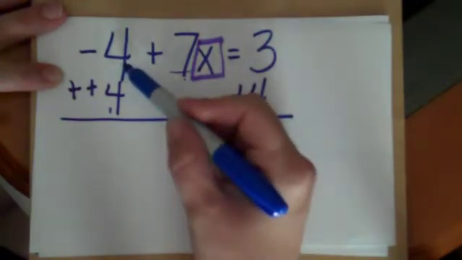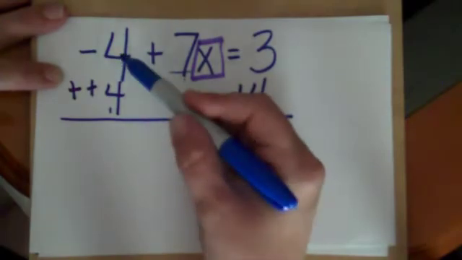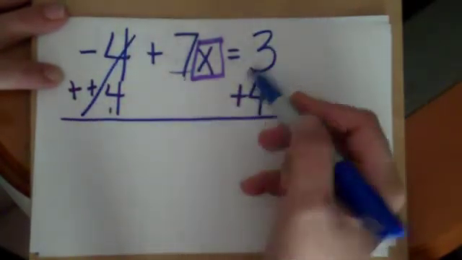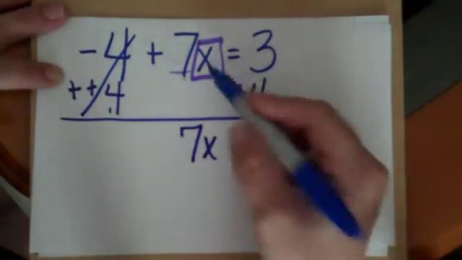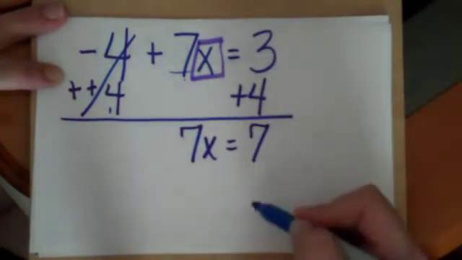Well, because it's a negative. The inverse of negative 4 is positive 4. So adding 4 to a negative 4 makes it 0 or cancels it out. What do we have left on this side? 7x. So we bring it straight down. What's 3 plus 4? Well, that's 7.